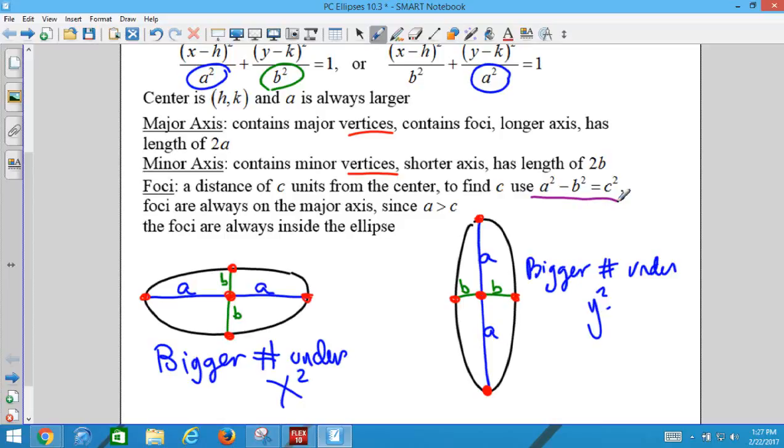The distance from the center to the foci is c. So you do a squared minus b squared equals c squared, but then you have to find c. c gives you the foci distance from the center. And it is always on the major axis. Always on the major axis. So somewhere on this longer axis, there are going to be these foci points. Somewhere. And where it is depends on the equation. But somewhere on the axis gives you these foci.